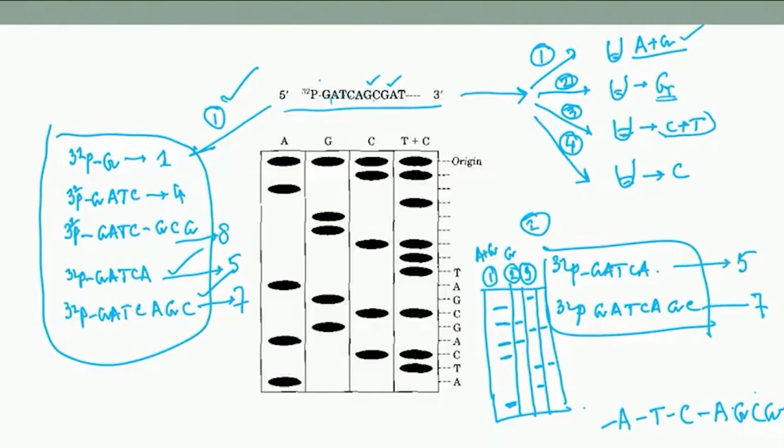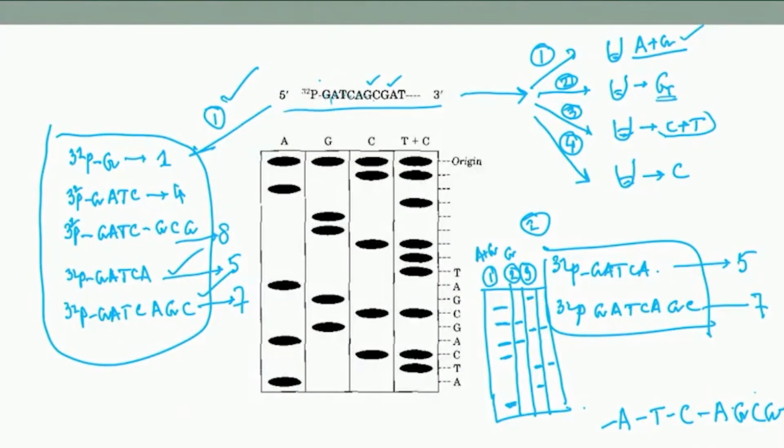Otherwise, Maxam Gilbert, when it was discovered, got wide attention, and as you see Gilbert received the Nobel Prize. Okay. But this is a chemical method. He developed chemical conditions by which you can break the DNA strand at different positions, depending on the base that is present. Okay. I hope this whole thing is clear.